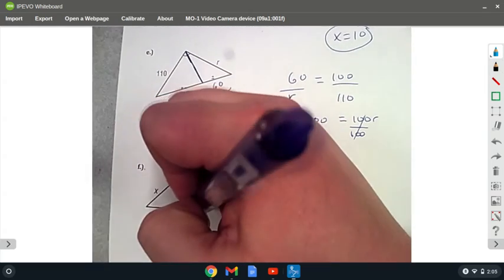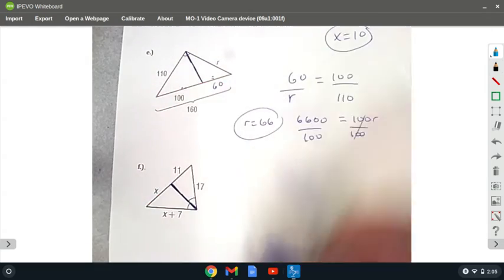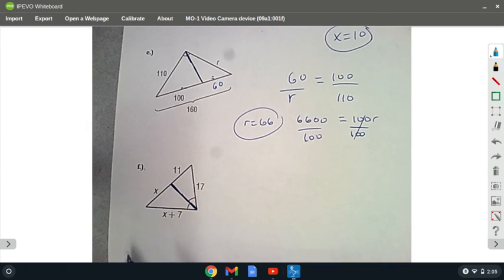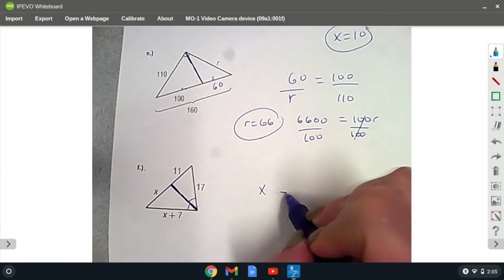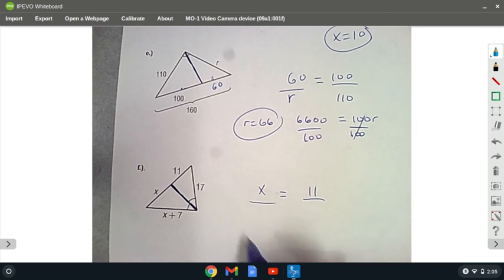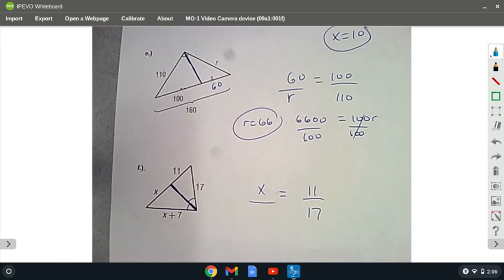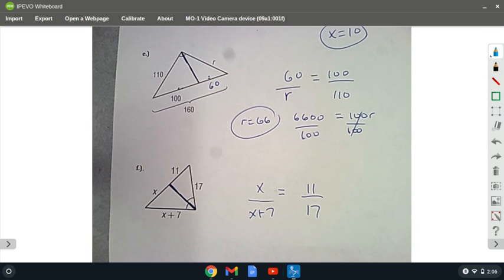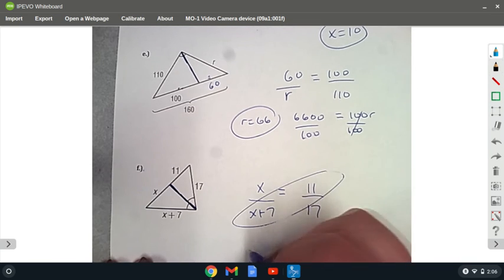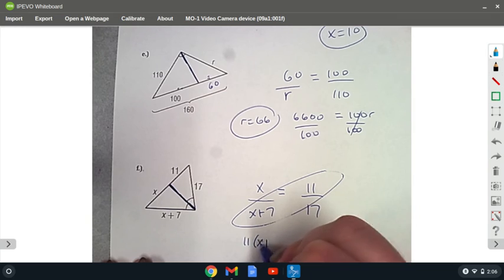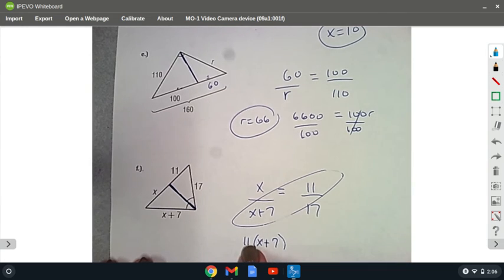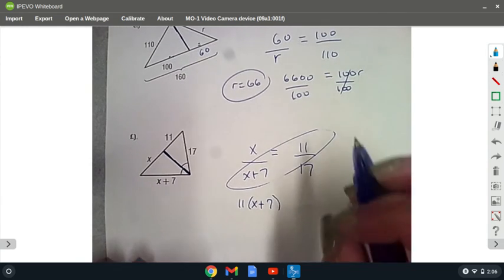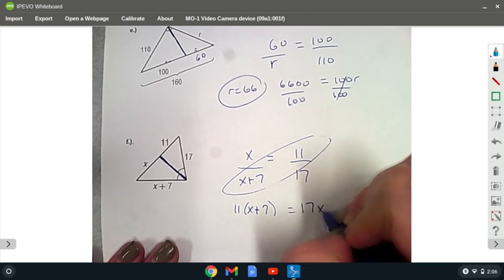Last one here, we have this angle bisector making these two proportionate. So I can say x is similar to 11. 17 goes with my 11, and this x plus 7 should be under my x. Now I'm going to cross multiply. When I do that, do not forget that this 11 needs to distribute to the x plus 7. And on the other side, I just have 17x.